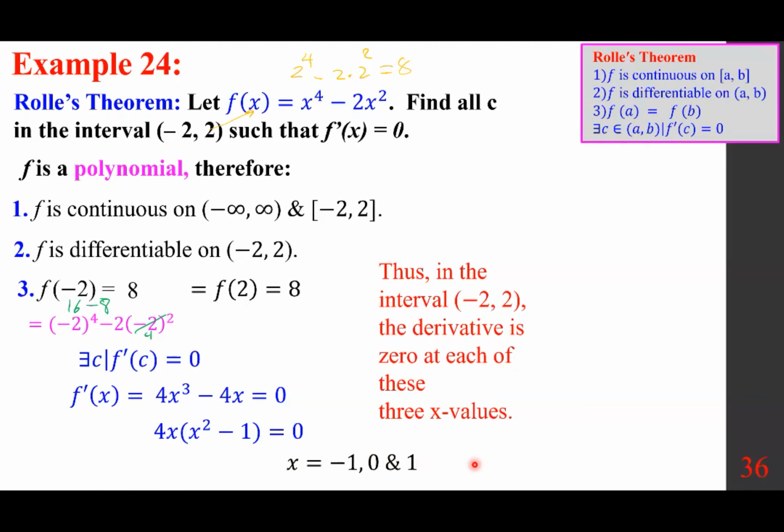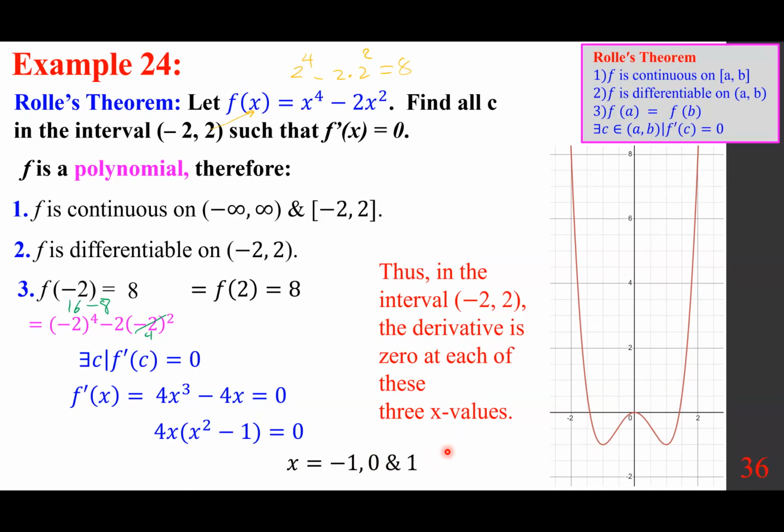F prime is 0. In other words, f prime of negative 1 is 0. F prime of 0 is 0. F prime of 1 is 0. If we were to graph this, everybody, and you can use a graphing calculator, it looks like that. Remember x to the power of 4, so the end behavior, and so it looks like that.